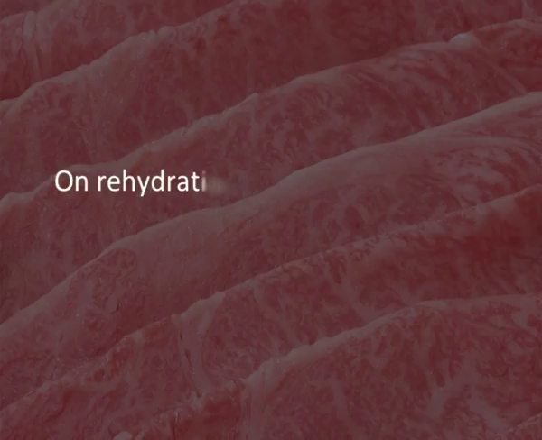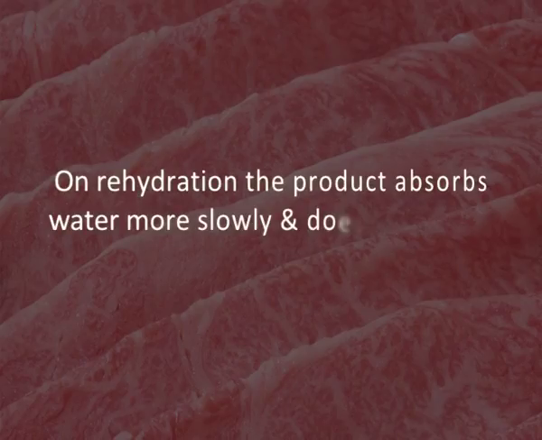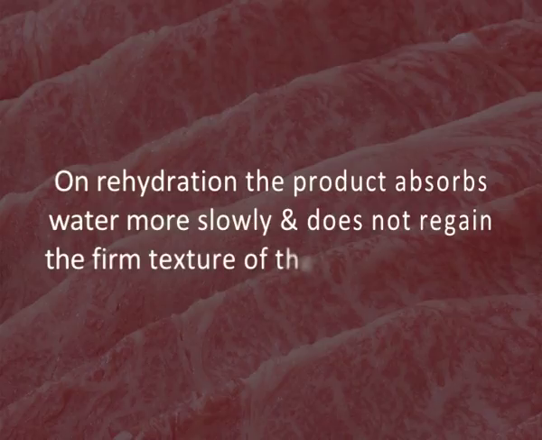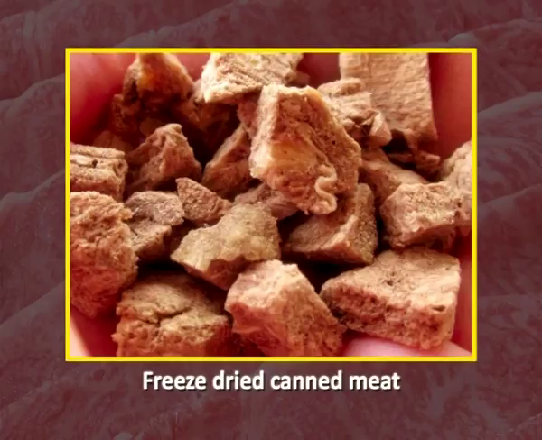Mechanical drying involves the passage of hot air with controlled humidity. When hot air is blown over a wet food, water vapor diffuses through a boundary film of air surrounding the food and is carried away by the moving air. On rehydration, the product absorbs water more slowly and does not regain the firm texture of the fresh material. In contrast, there are better reconstitution properties, nutritive value, and acceptability in case of freeze-dried meat.